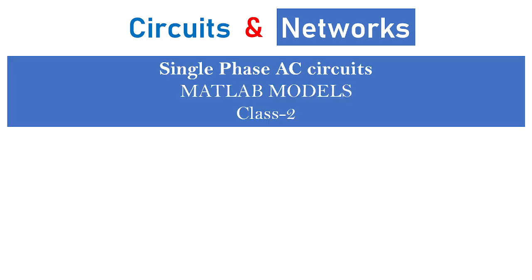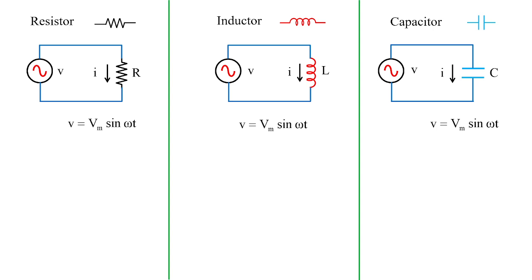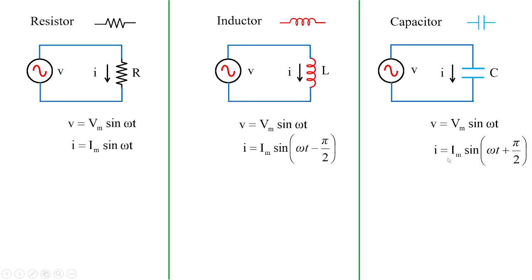In today's class, you are going to see MATLAB models under single phase AC circuits, and this particular session we are going to treat as class 2. So, what we have seen from our basics of RLC circuit when they are connected to AC, and input is given as V is equal to Vm sin omega t in all these passive elements, we have observed that the current in resistor is in phase, whereas current through inductor lags voltage by 90 degrees, whereas in capacitor current leads voltage by 90 degrees.